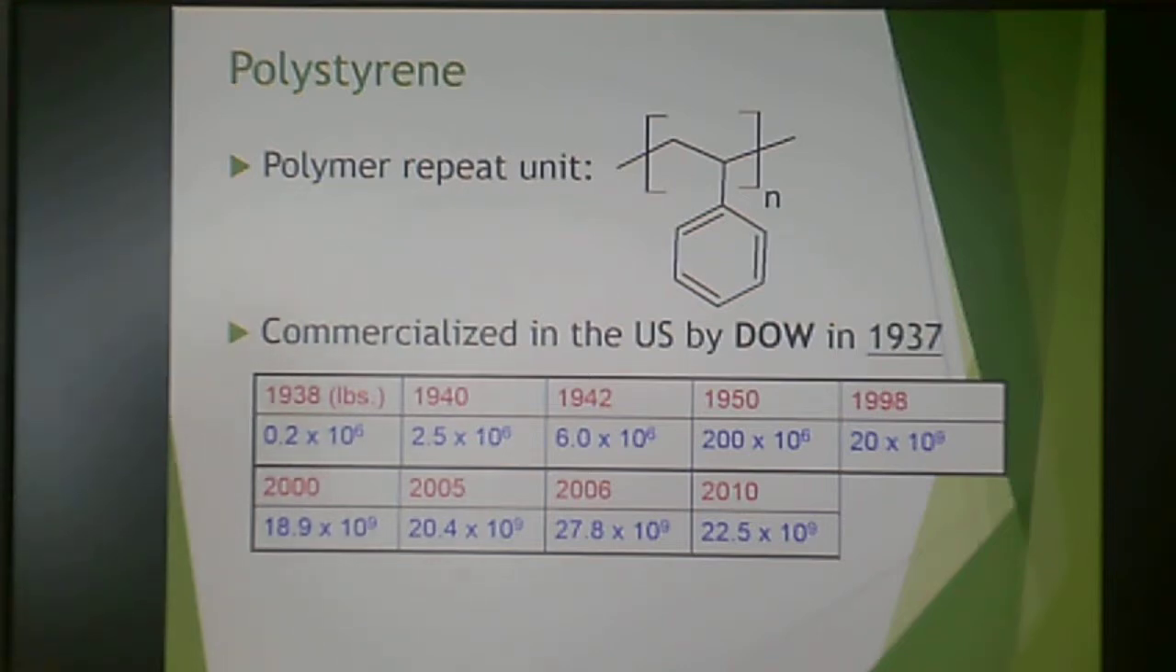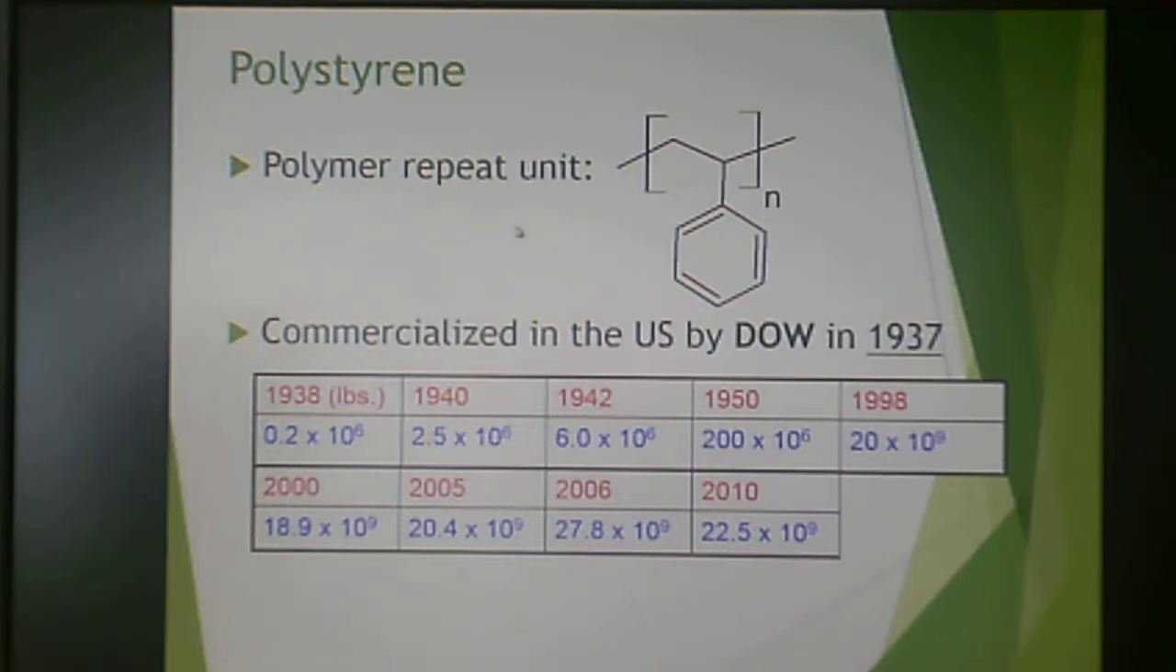This is polystyrene. This is the repeat unit for polystyrene. Polystyrene is made from styrene. Seems pretty self-explanatory, but once again, as I have said before, and I will say until I die, the brackets and the N shown here show that this is a polymer, polystyrene.